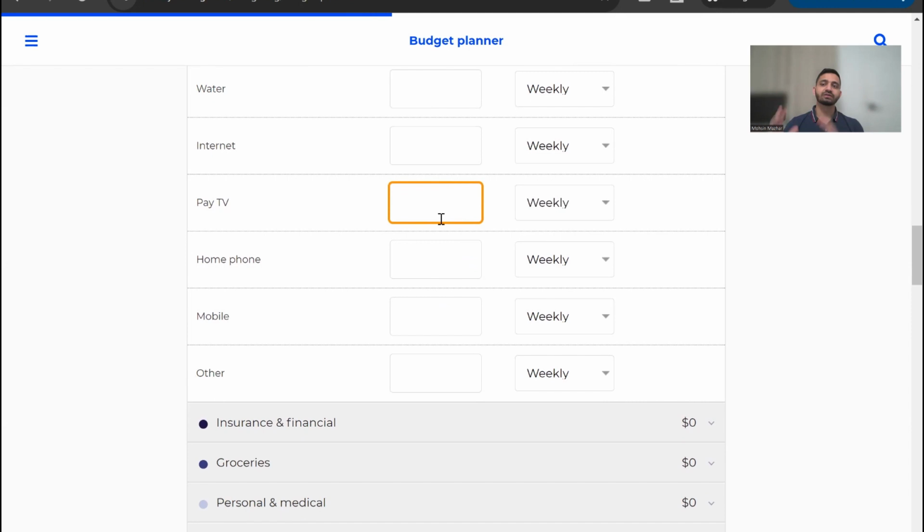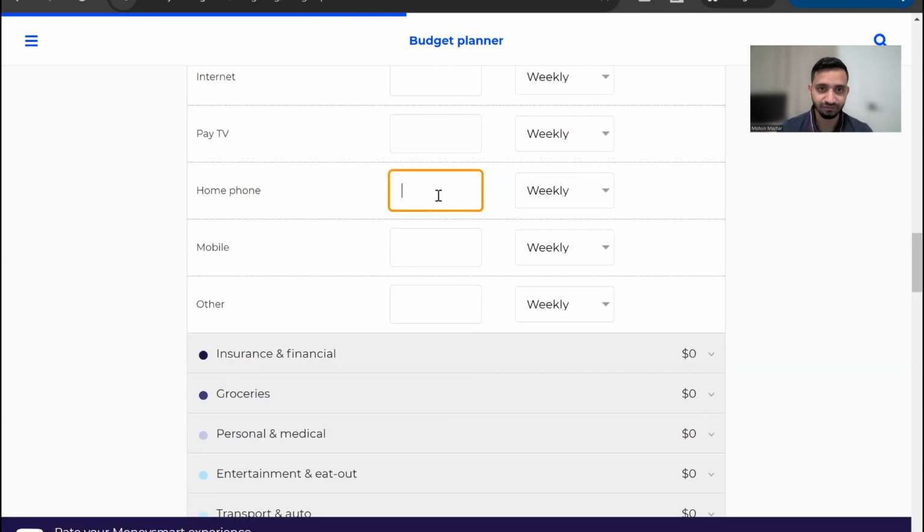Pay TV, let's say you don't have Netflix, even if you want to have Netflix, because I will show you how tight it's going to get. You might just share with your friends. If your friends have Netflix, they can have multiple users, and one of them can share Netflix with you. So let's say you don't have any paid TV.